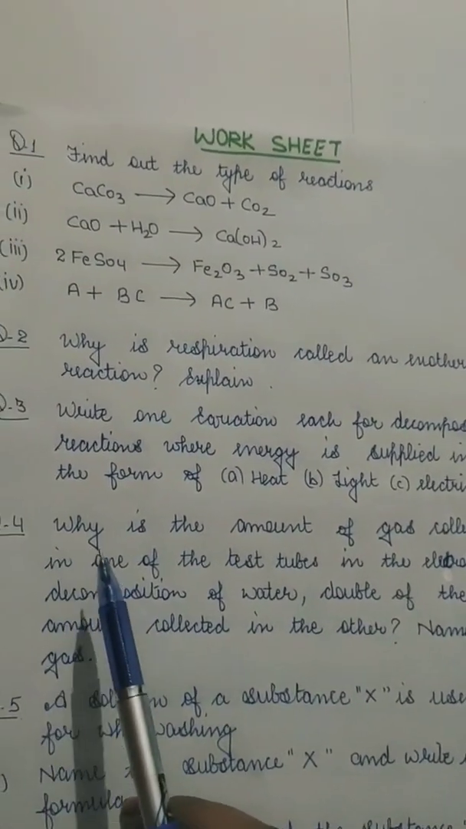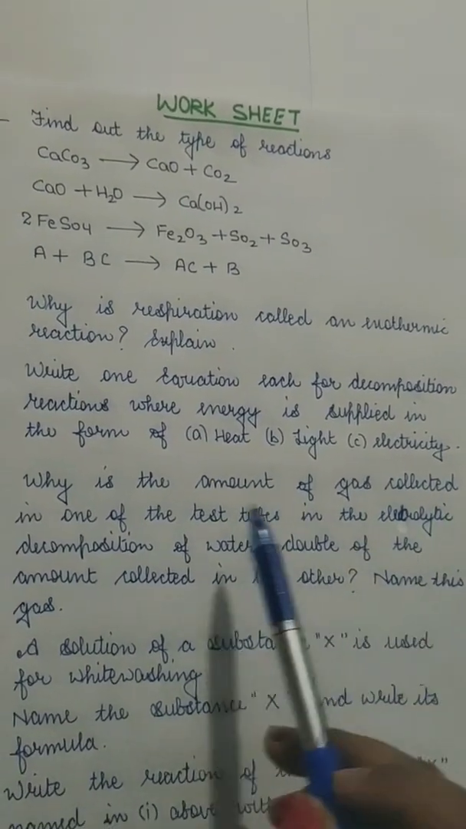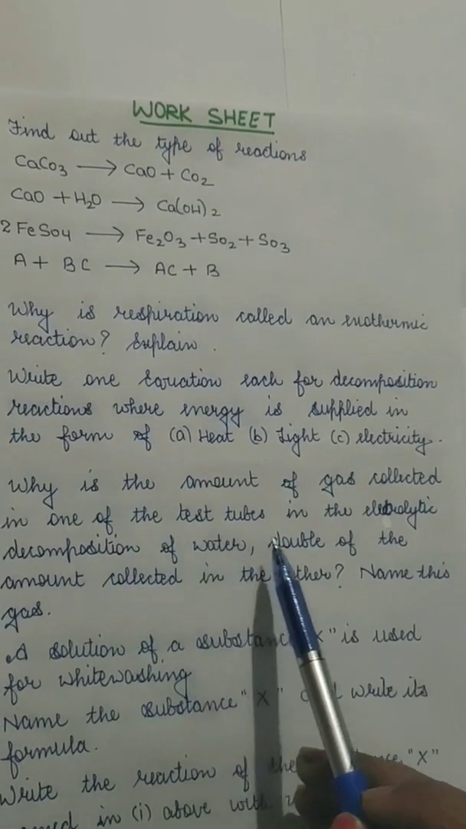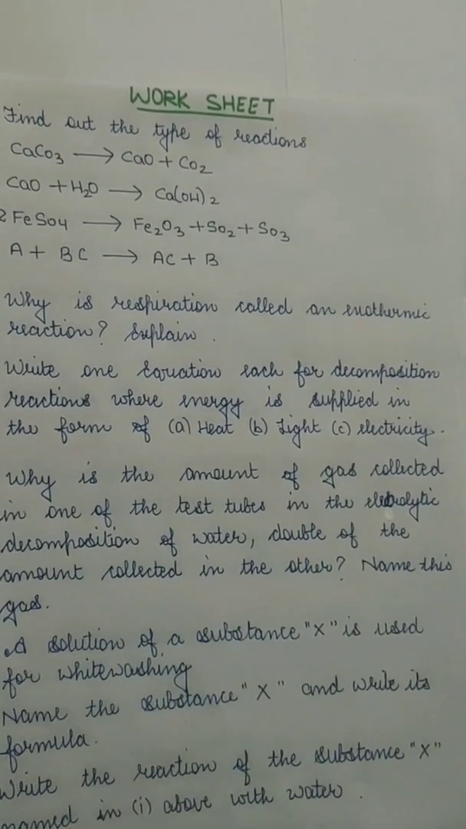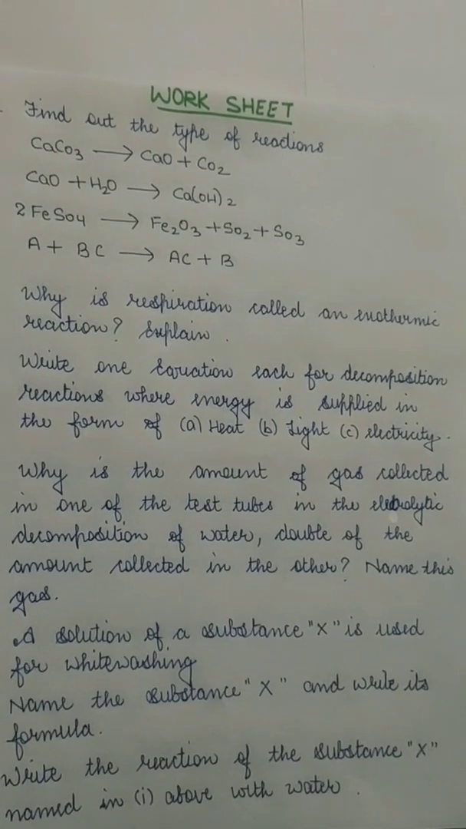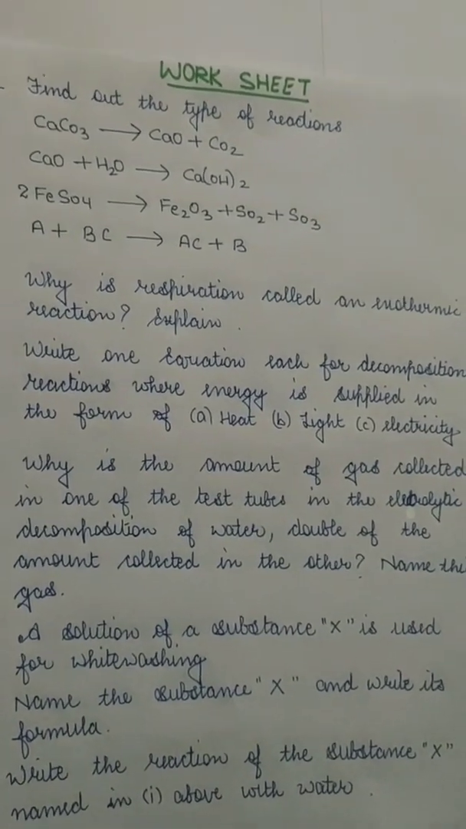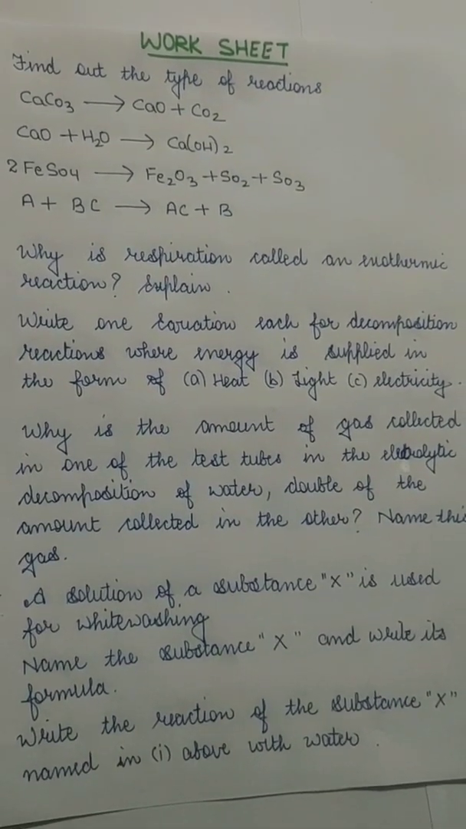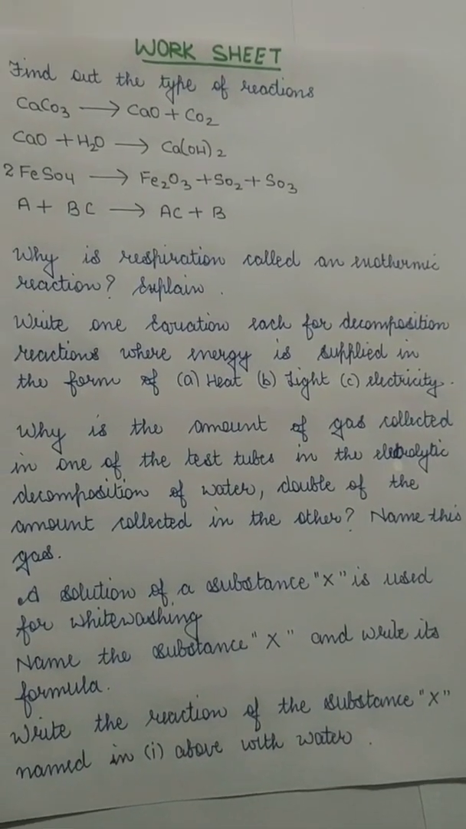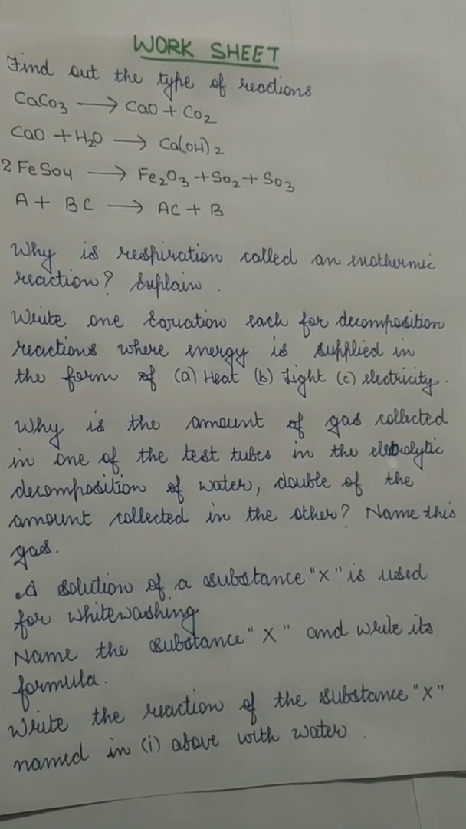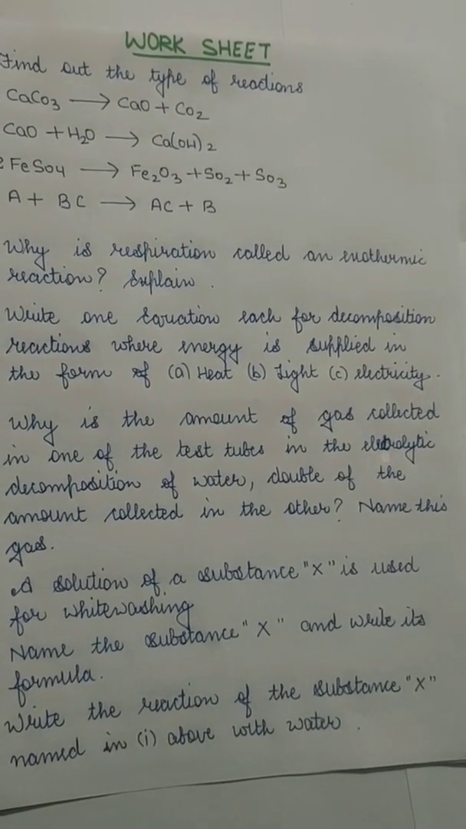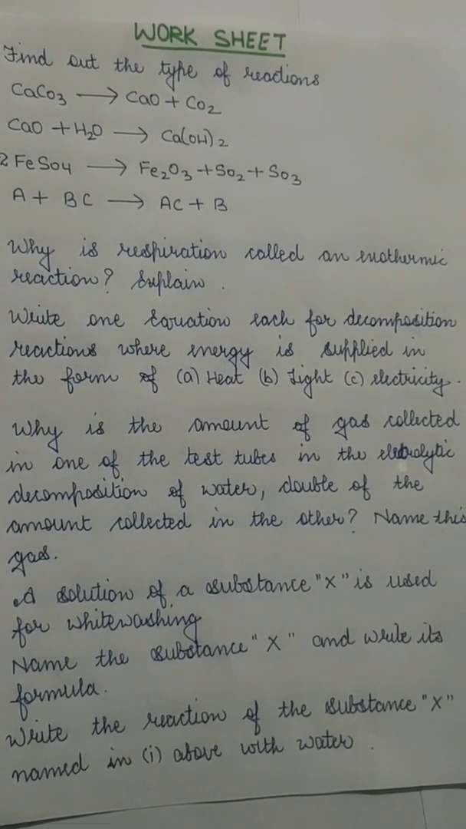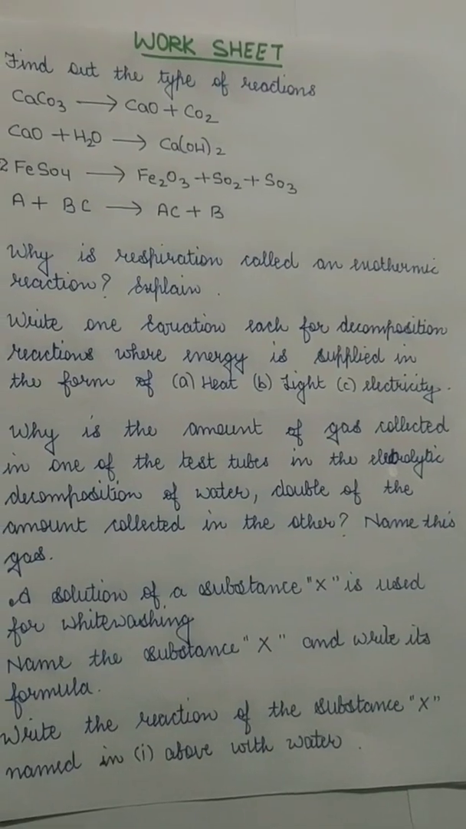The next question: why is the amount of gas collected in one of the test tubes in the electrolytic decomposition of water double the amount collected in the other? Name this gas. Now in that experiment, there is an activity in your book as well. You will find it in the section of decomposition reaction, electrolytic decomposition. There a few gases are collected in the test tube. You have to name the gas.